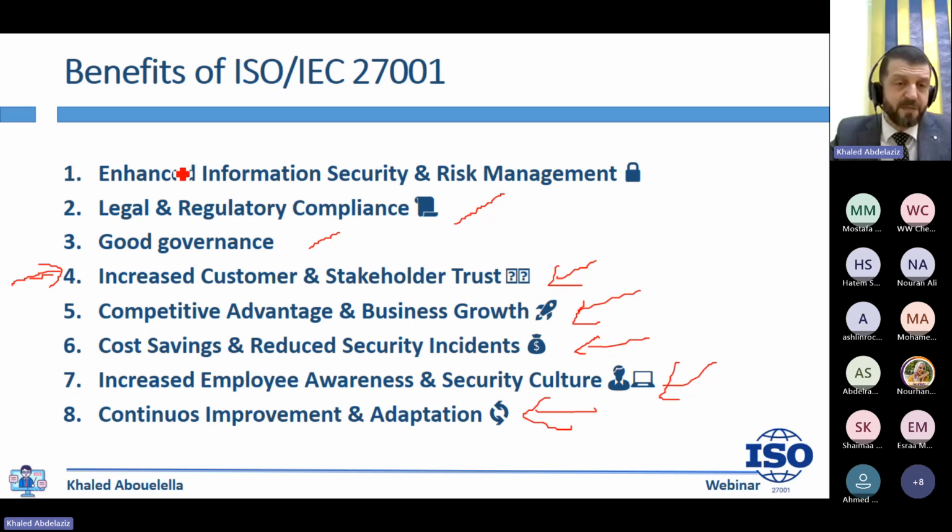So here are the benefits of implementing ISO 27001: enhancing information security management systems, legal regulatory compliance, good governance, increasing customer trust, competitive edge, also reducing the cost and improving the employees' awareness in your organization, and last but not least, continuous improvement to your organization. Okay, these are the benefits.